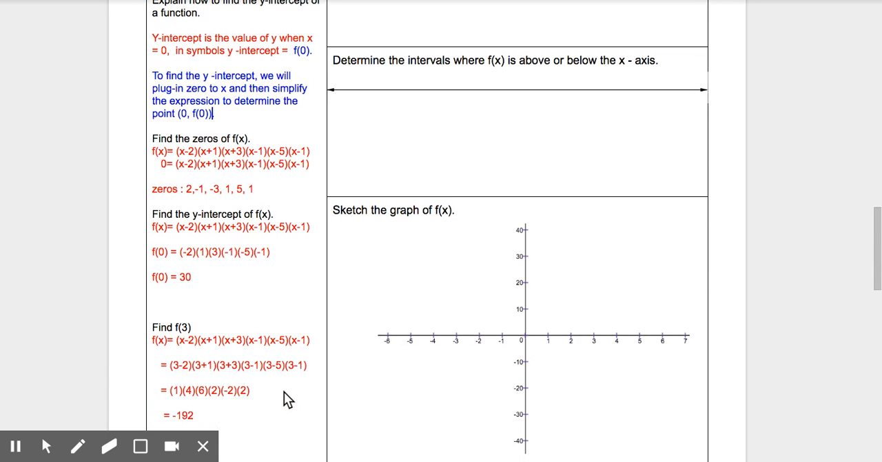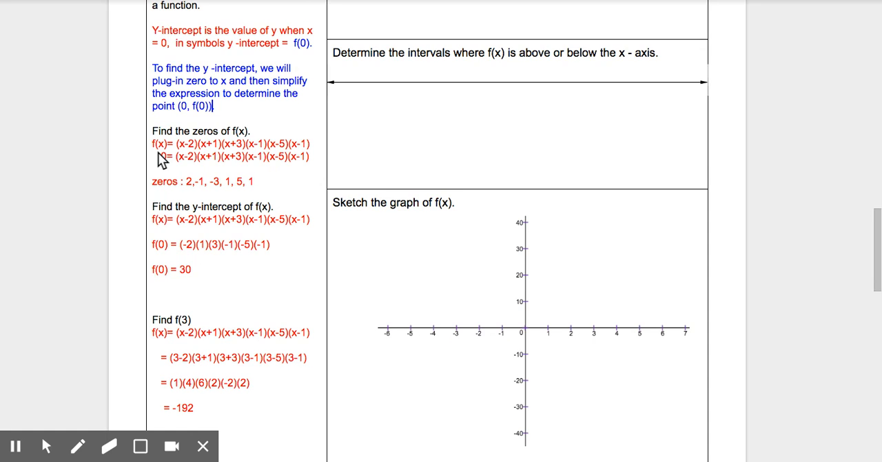Now let's find the zeros of f of x. Since we want the zeros of f of x, we want f of x to become 0. So we'll have here 0 is equal to (x minus 2)(x plus 1)(x plus 3)(x minus 1)(x minus 5)(x minus 1). If we multiply all these factors and the result should be 0, then at least one of these factors is equal to 0.